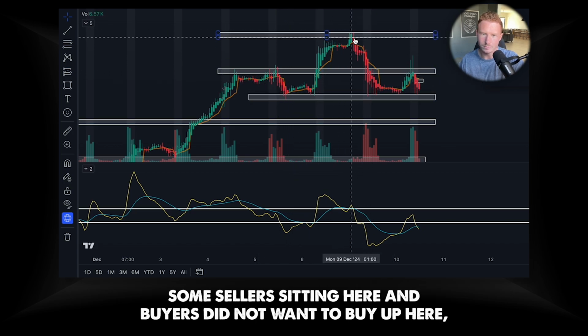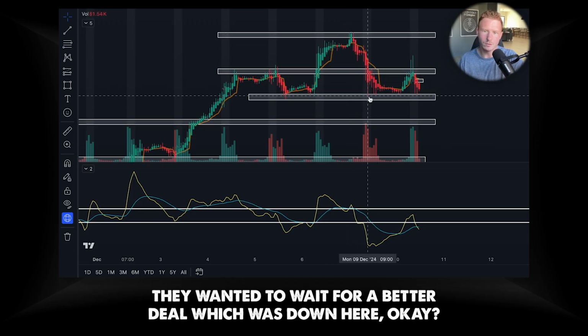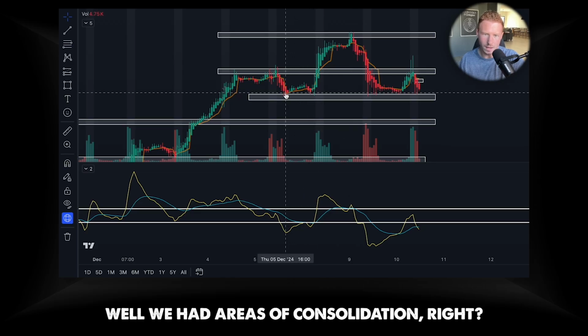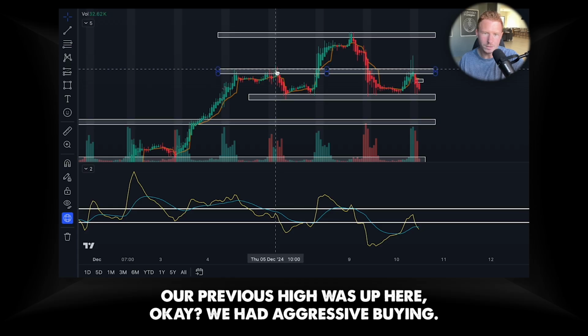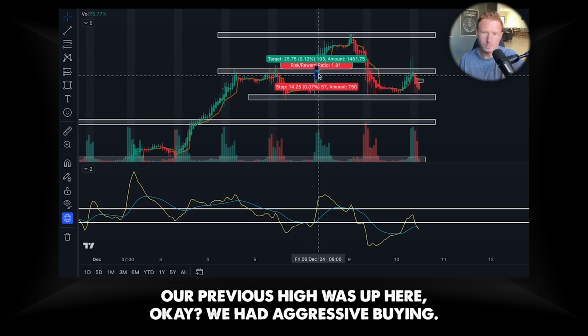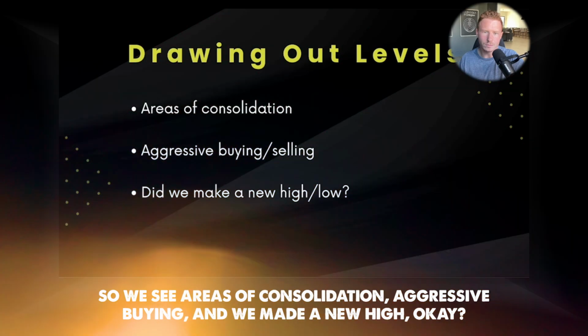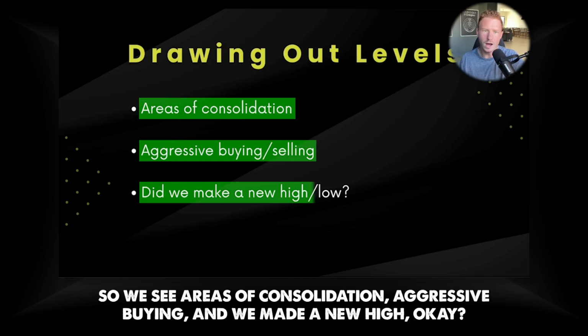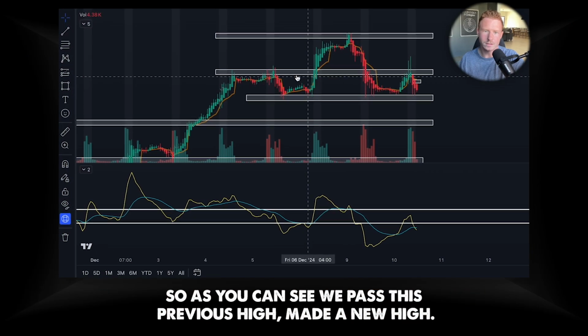So there's definitely some sellers sitting here, and buyers did not want to buy up here. They wanted to wait for a better deal, which was down here. Okay, same thing. How did we get this support zone down here? Well, we had areas of consolidation, right? Our previous high was up here. Okay, we had aggressive buying. So we see areas of consolidation, aggressive buying, and we made a new high, okay? So as you can see, we passed this previous high, made a new high.